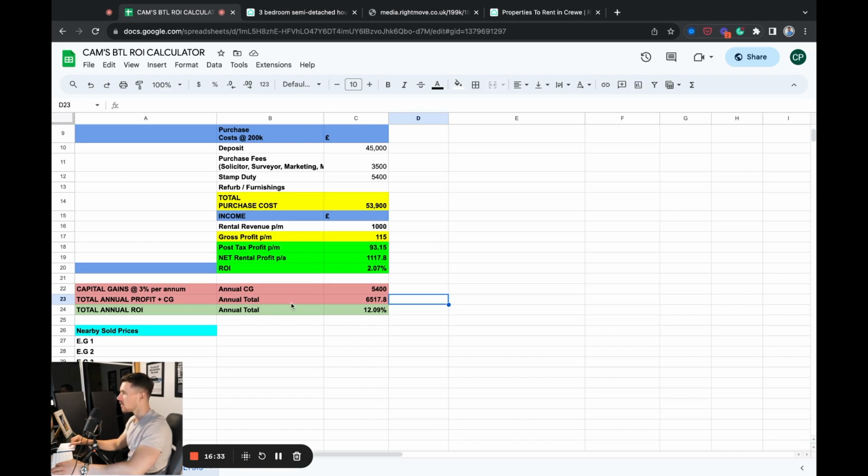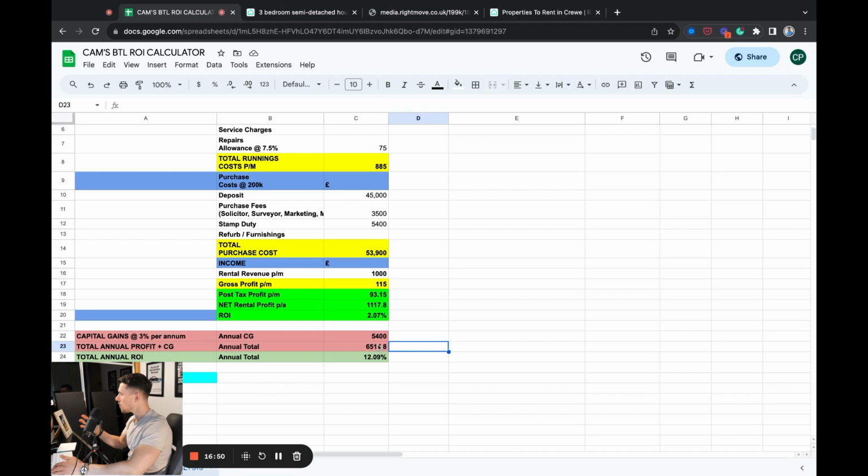And actually what we can see here is that the total capital appreciation of that property is going to be £5,400 per year, most likely. And remember, we run these numbers relatively conservatively, so I'm quite confident that the property will increase in value by about 5 grand a year on average. And then we can also see that the net rental profit is 1100-ish per year, which is not mind-blowing, but it's washing its face basically.